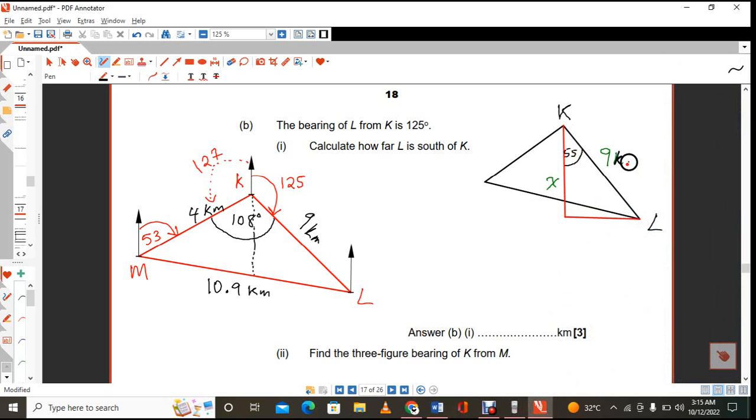Alright, so this is 9 kilometers. That one is x. Okay, so I have a right angle triangle where I now have to find the value of x. That's 55, that's 9. Let's say we call this n, so we're looking for n to L, that distance there. So we are going to use the cosine rule, because you have got an angle and you have a hypotenuse. Okay, so we're going to use the cosine rule.